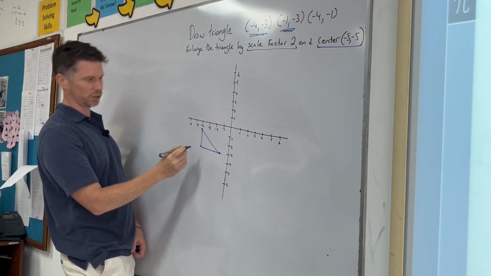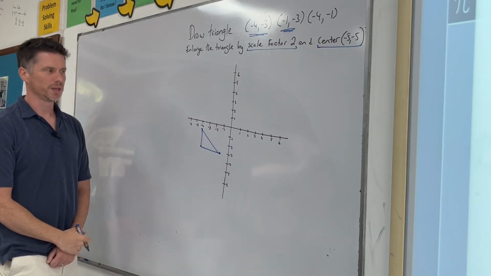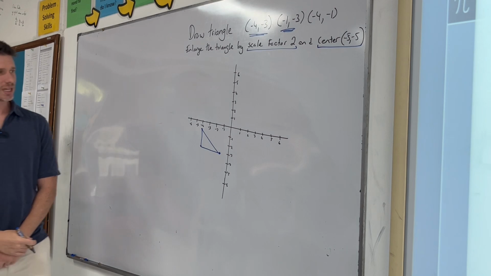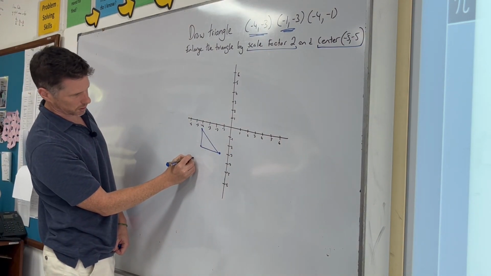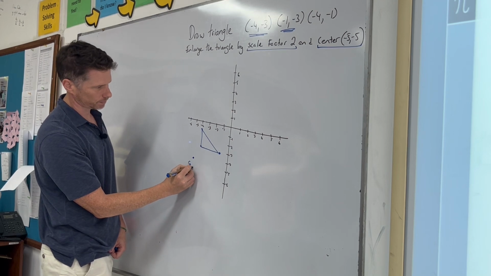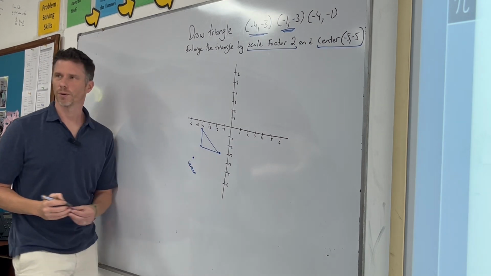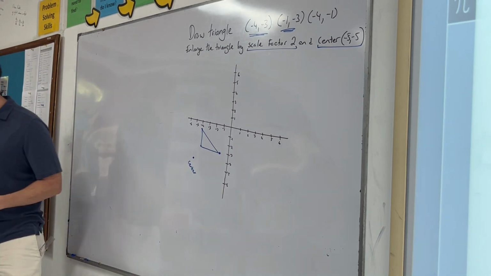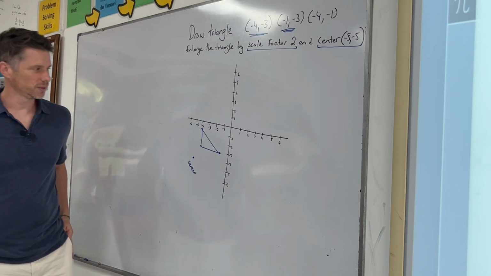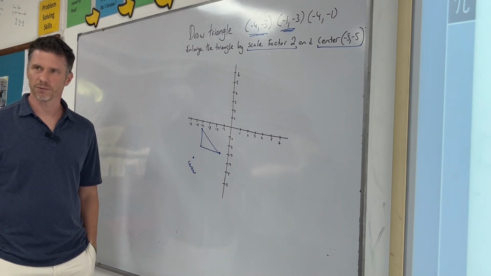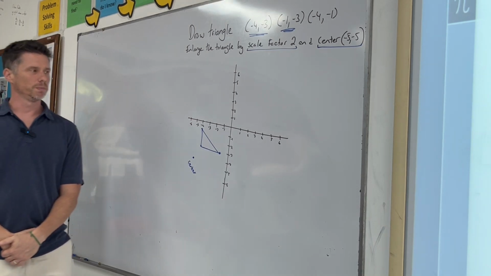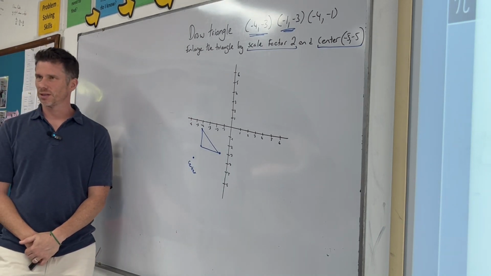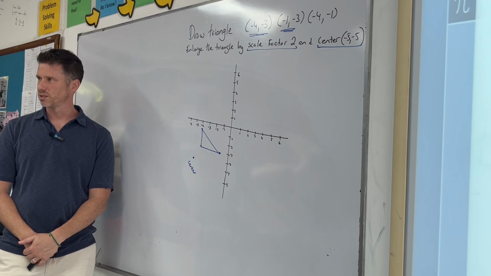Right, so this is my original. That's not great, but that's my original. And also a center of minus 5, minus 5. Minus 5, minus 5 is down here. Okay, so the center is given to you in the question. The triangle will be given to you in the question, but now you have to draw where the image will be. Now, if you think about it, this is all about distances.